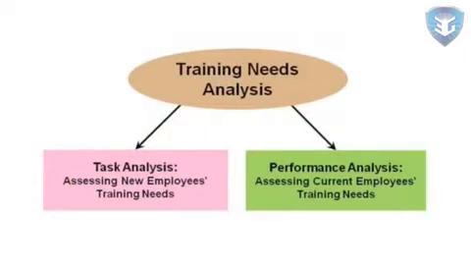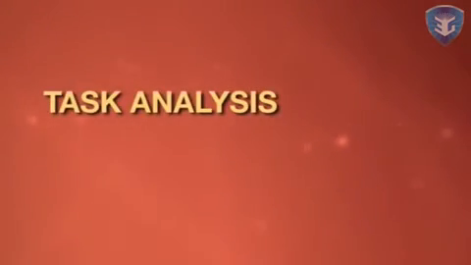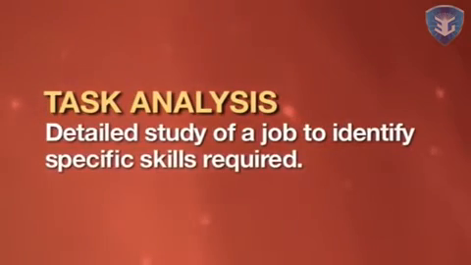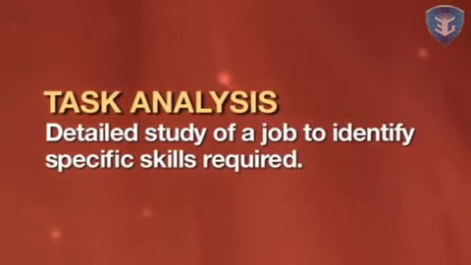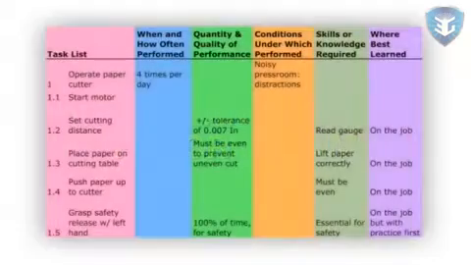Step 1, Needs Analysis, identifies the training needs of an employee. The 2 main ways of identifying those needs are through a task analysis and a performance analysis. The task analysis is a detailed study of a job to identify the specific skills required, especially for new employees. A task analysis record form can also be used. Here is an example of this form for a printing press operator.